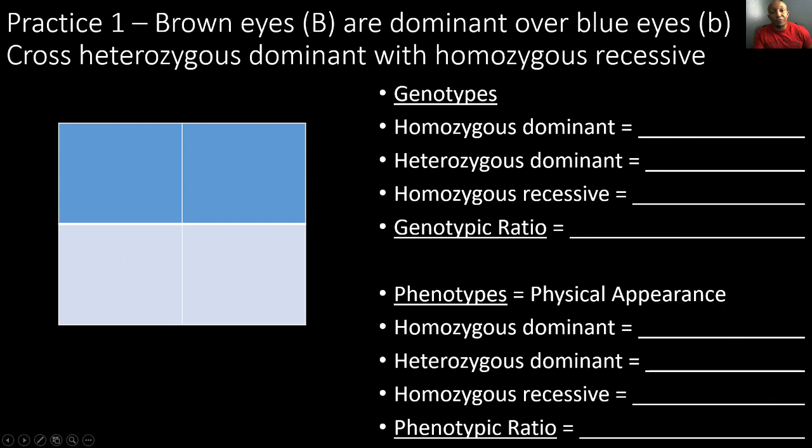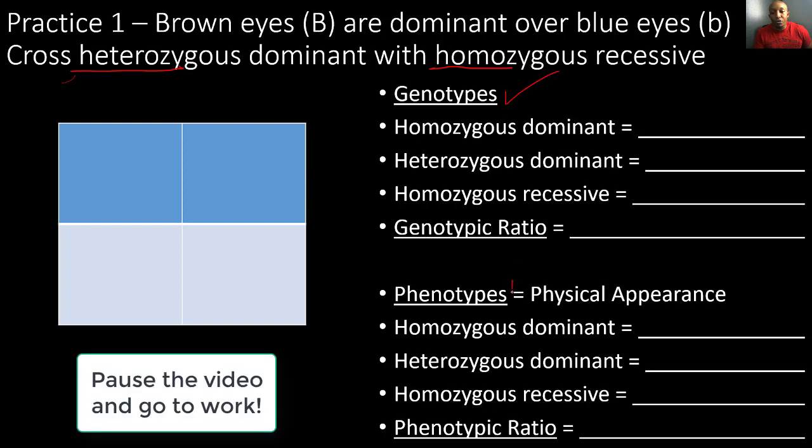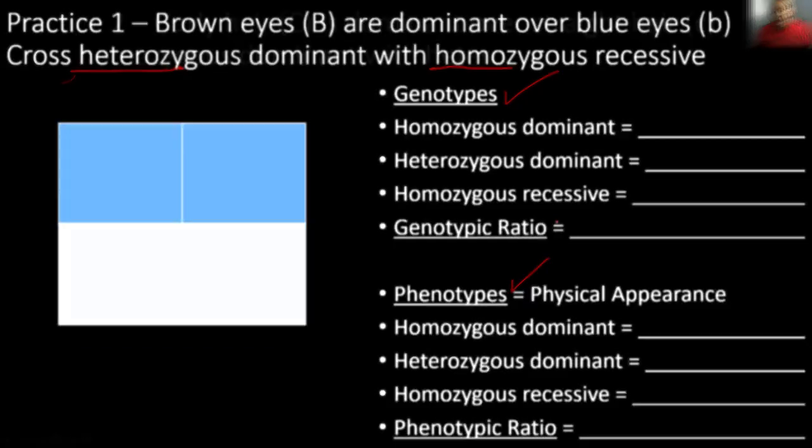So now let's take a look at our first practice problem. So brown eyes, uppercase B, are dominant over blue eyes, lowercase b, and we're going to cross a heterozygous dominant with homozygous recessive. Remember, heterozygous stands for different, homozygous or homo stands for the same. Ladies and gentlemen, go ahead and take about a minute or so and make sure that you also do your genotypes and your phenotypes as well. So take that minute and you can go ahead and pause the video now.